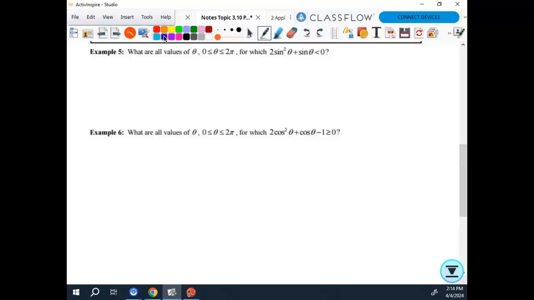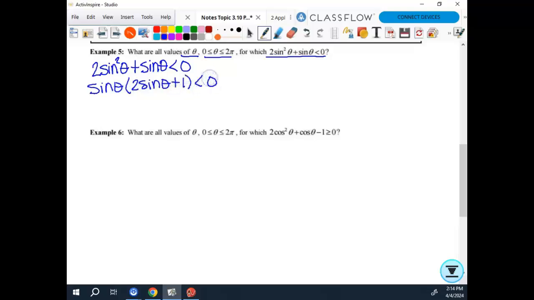What are all the values of theta from 0 to 2 pi for which this is true? We're going to start by rewriting that: 2 sine squared theta plus sine theta is less than 0. Can I factor anything out? Yep, I can factor out a sine theta. That leaves me with 2 sine theta plus 1 less than 0. Then I'm going to do my zero product property. So I get sine theta equals 0.